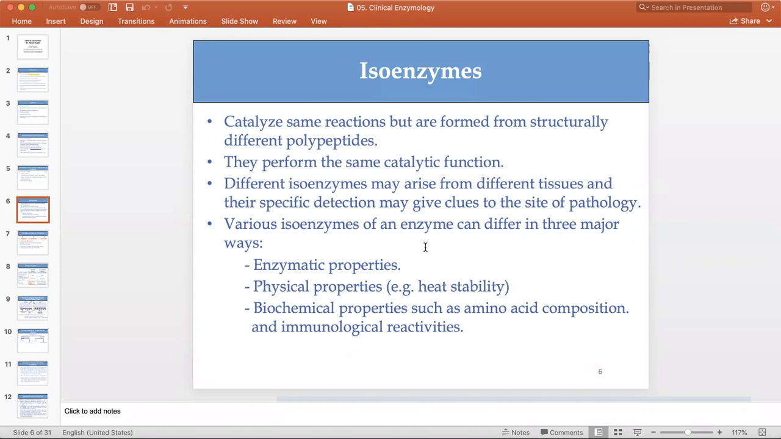What are their different characteristics? Mainly, they differ by their enzymatic properties. They differ by their physical properties, like their heat stability and so on. They differ in their amino acid composition. So these are mainly their differences, but they more or less carry out the same function. Remember this isozyme concept. We'll discuss in more detail later on the specific enzymes and their isozymes.